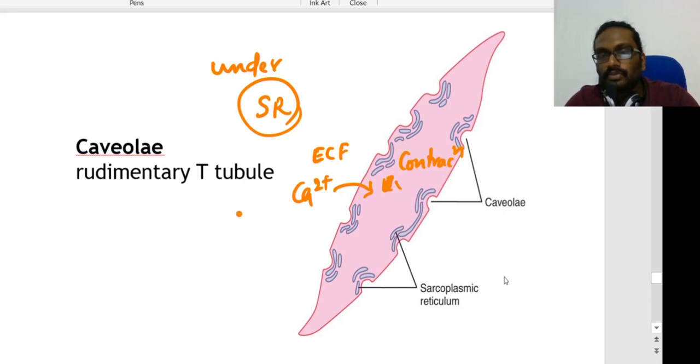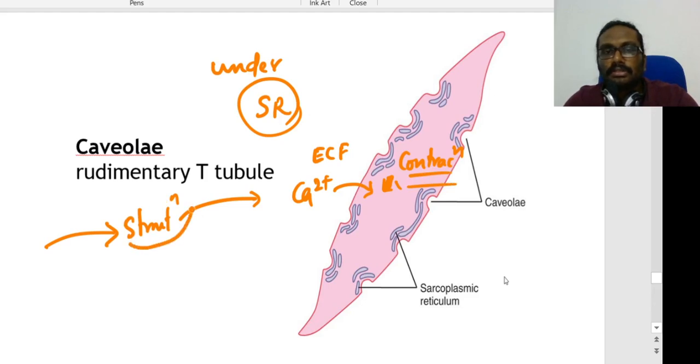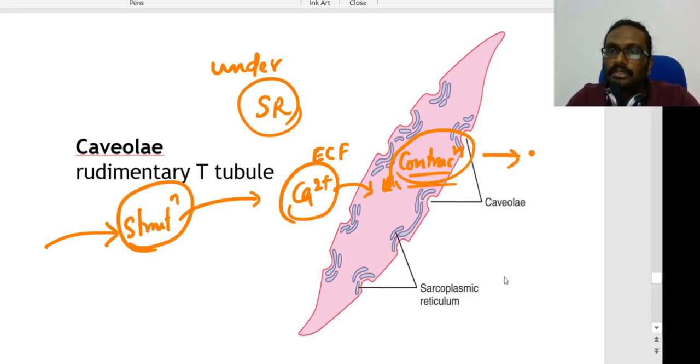A stimulus should come in that should cause calcium to get in, and then contraction should happen, and then it has to relax. This is how it goes. Now we are going to learn about the excitation contraction coupling and the steps.